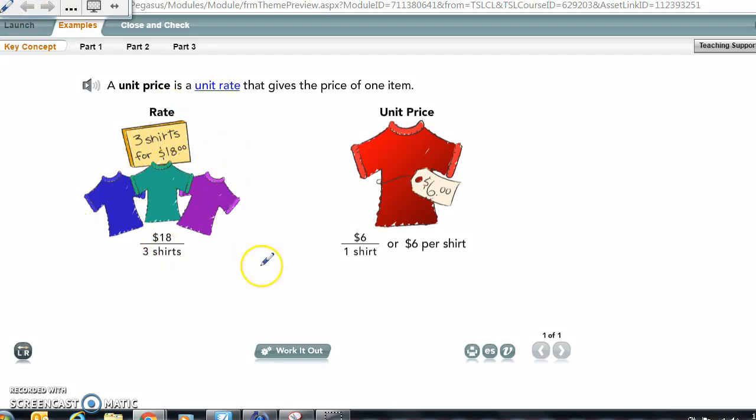Well, we want to figure out how much is in one. So by putting this as a ratio, 18 over 3, I can put this into another ratio. And I know if I want to find out how much one shirt is, to get from 3 to 1, I need to divide by 3. And then 18 divided by 3 is 6. So they found that one shirt is equivalent to $6. So if you remember that a unit rate and a unit price is all about figuring out how much one item costs, you will be good to go. Let's go ahead on to part 1.